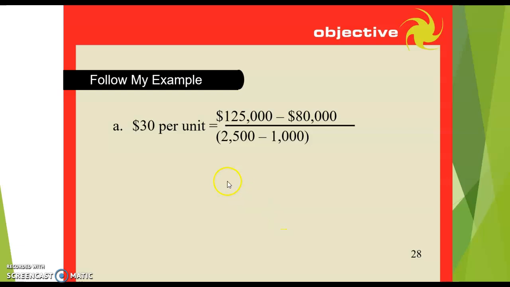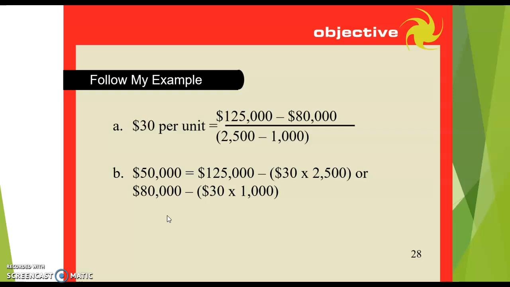So here is the variable cost. We took the high, that was February's total cost of $125,000, and subtracted January's total cost of $80,000 and got that difference. And then for the denominator, we took the high month number of units, February had 2,500 units, minus January had 1,000 units. Once we calculated that all out, we came up with $30 per unit. So that's the variable cost per unit.